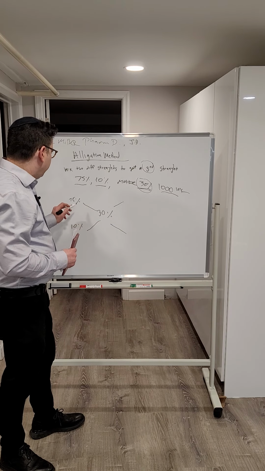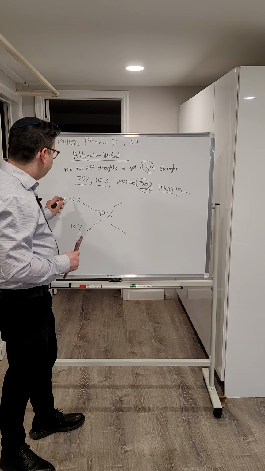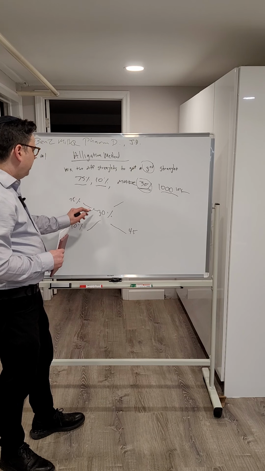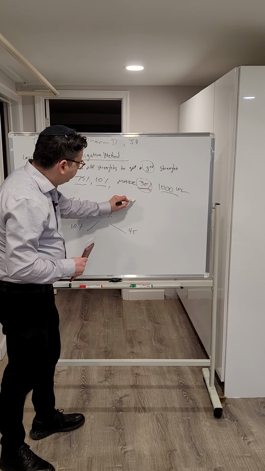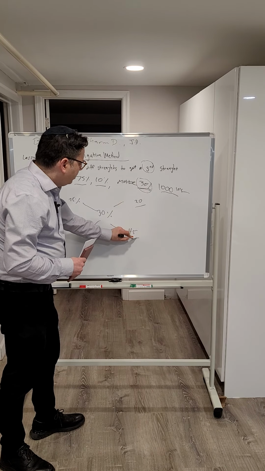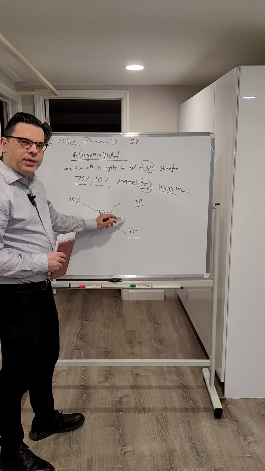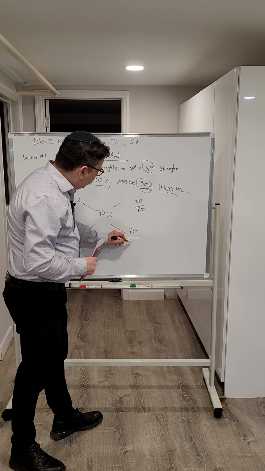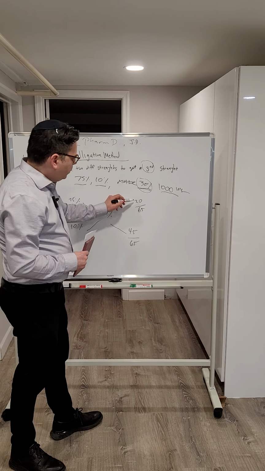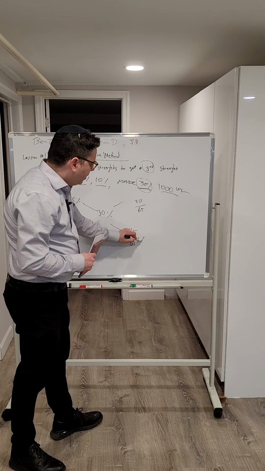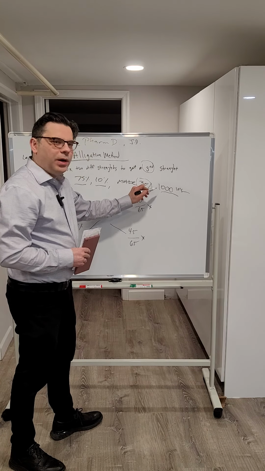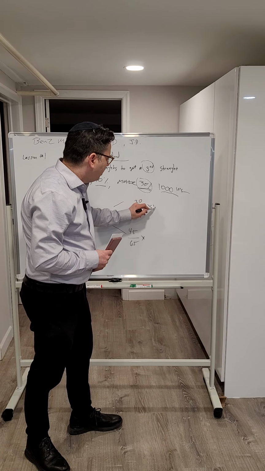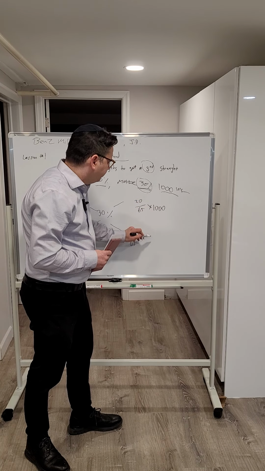So here, 30 minus 75 is 45. 10 from 30 is 20. And what we're going to do is take these two numerators and add them up to get a denominator, which is going to be 65, because 20 plus 45 is 65. And then you're going to multiply it by the quantity that the order is written for. So in this case, it's 1,000 milliliters, so we're going to multiply it by 1,000 milliliters.